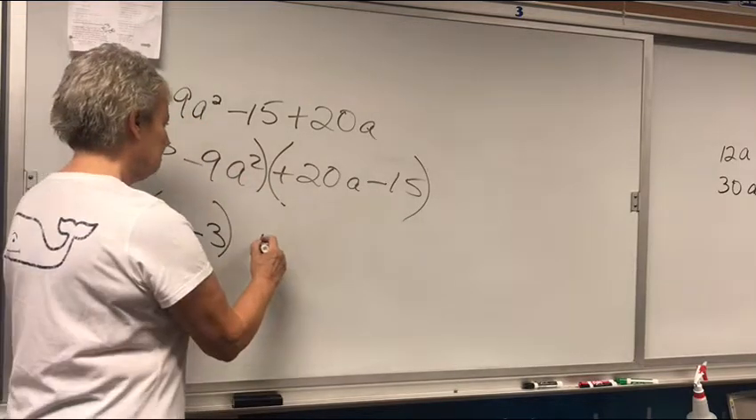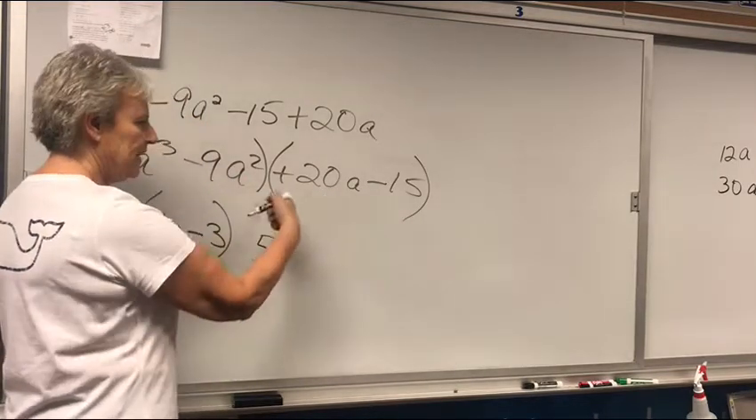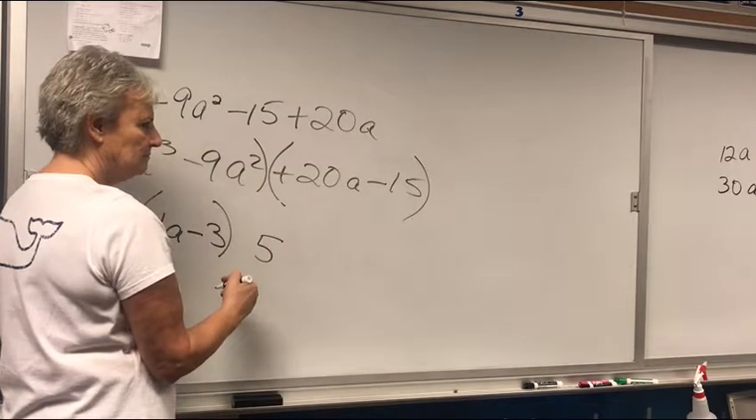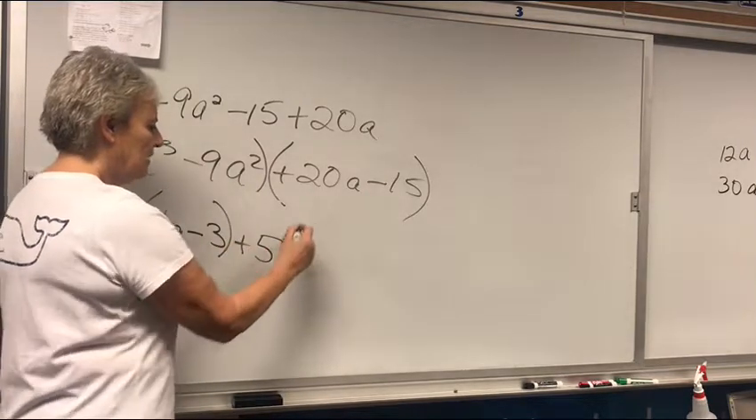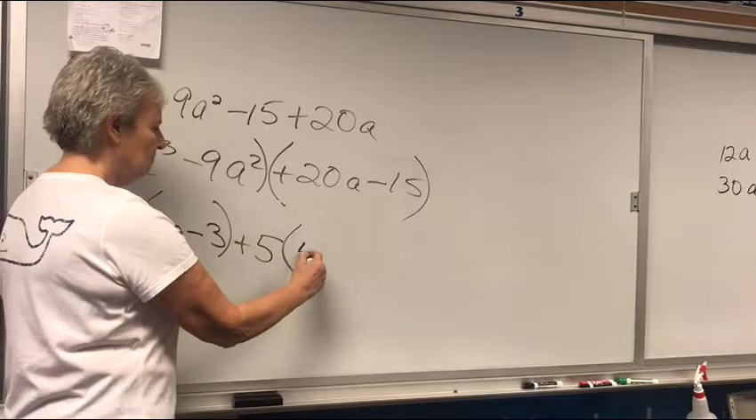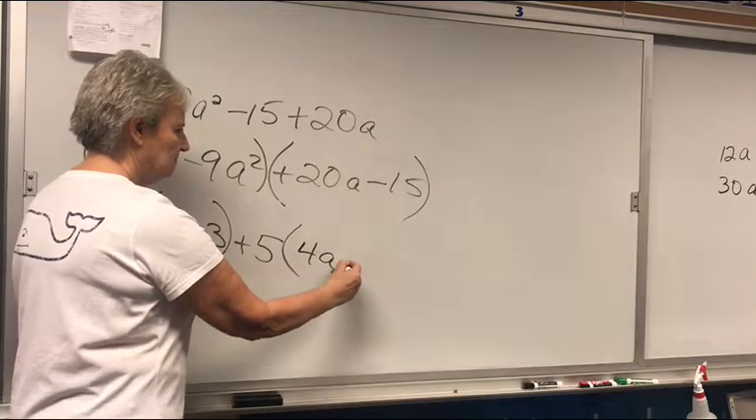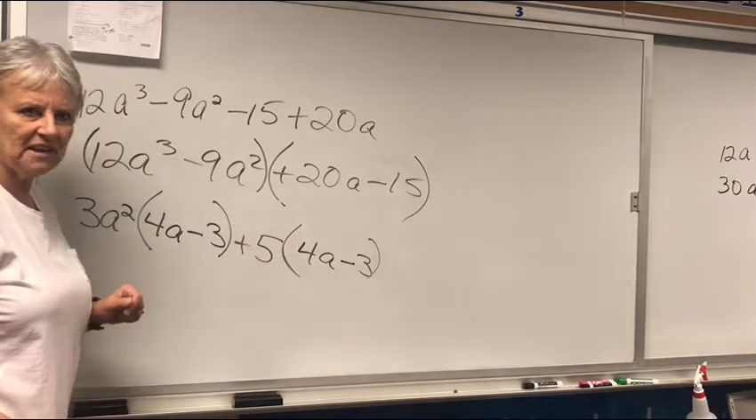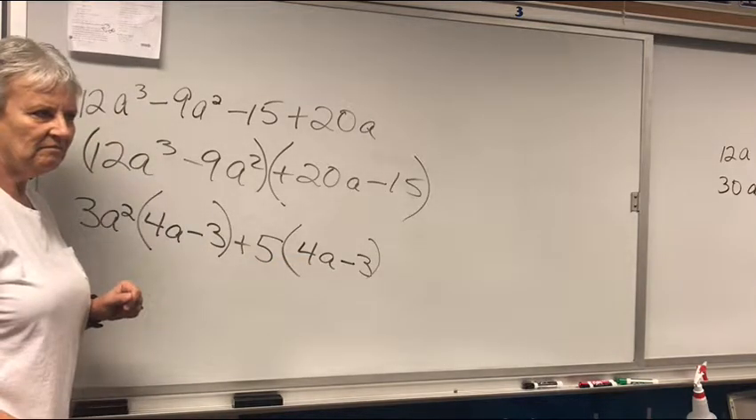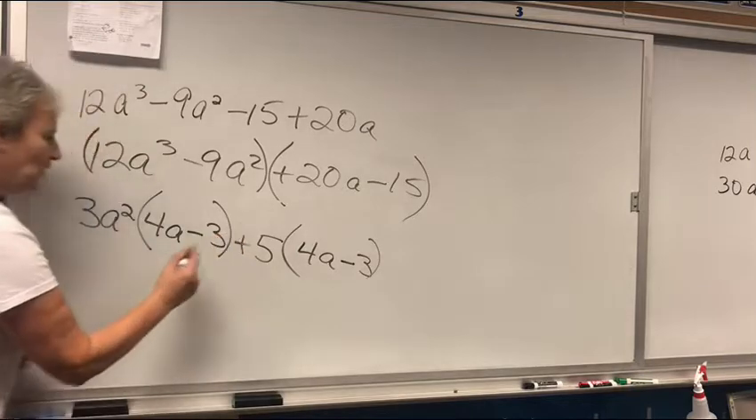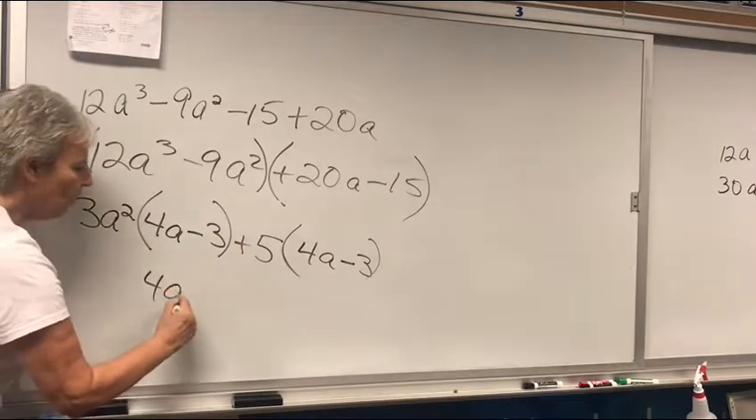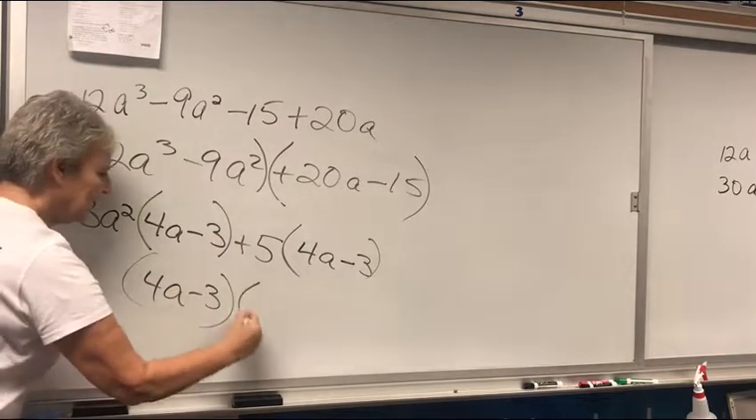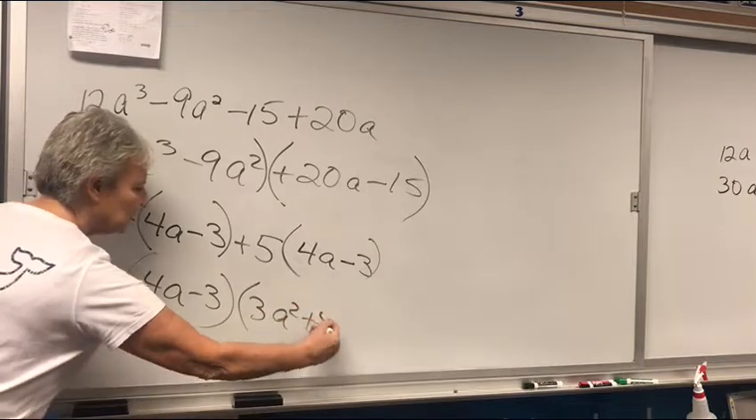What's the greatest common factor here? 5. Positive or negative? Positive. What do we get here? 4a, negative 3. You're always going to get the same thing. So your final answer: 4a minus 3, 3a squared plus 5.